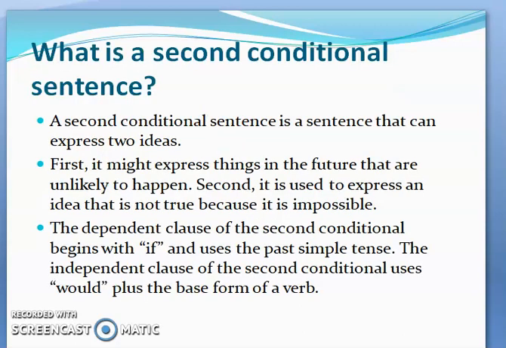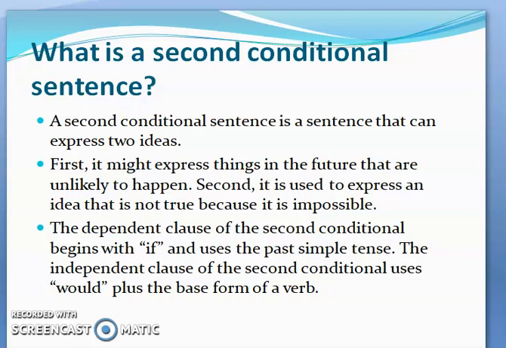What is a second conditional sentence? A second conditional sentence is a sentence that can express two ideas. First, it might express things in the future that are unlikely to happen. Second, it is used to express an idea that is not true because it is impossible.